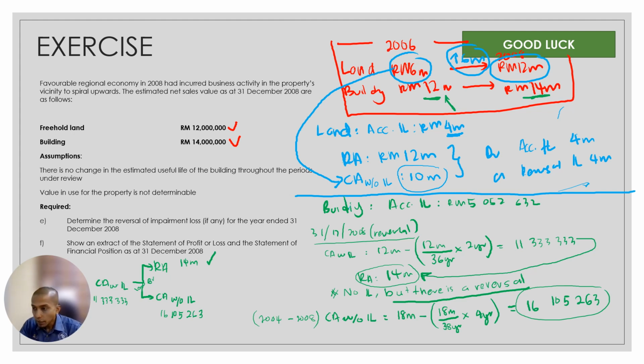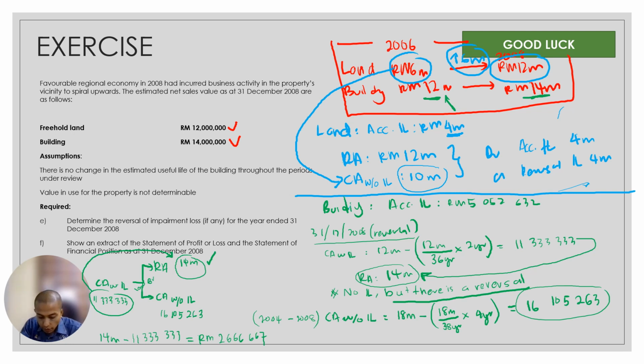Different from the line just now. So now we have to choose the RA. So we can reverse up to 14 million only. From 11,333,333, we add the amount up until 14 million. How to get this amount? We just take 14 million less 11,333,333. If we subtract here, we get the reversal amount of RM 2,666,667.